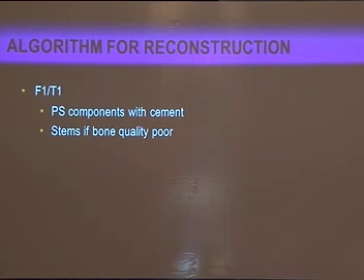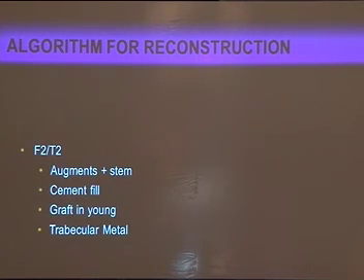So what's the algorithm for reconstruction? Well, if it's a type 1 tibia or femoral defect, which is a small defect, I tend to use a PS component with cement. Use a stem if there's poor bone quality or osteopenia. For a type 2 femoral or tibial defect, I tend to use an augment or a stem. Use cement if it's less than 10 millimeters.